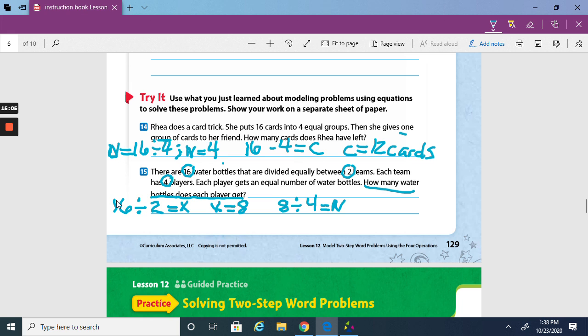If I have 8 water bottles for my team and I have 4 players on my team, 8 divided by 4 is going to give me 2 water bottles per person. So each person on the team is going to have 2 water bottles that they can use.